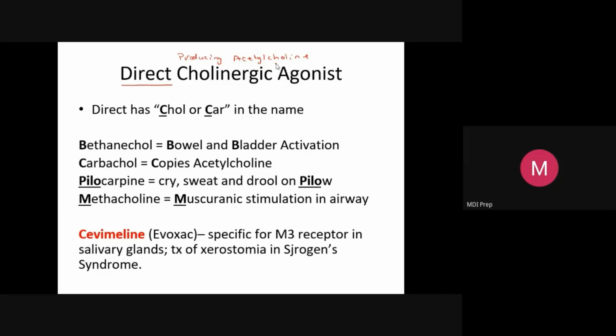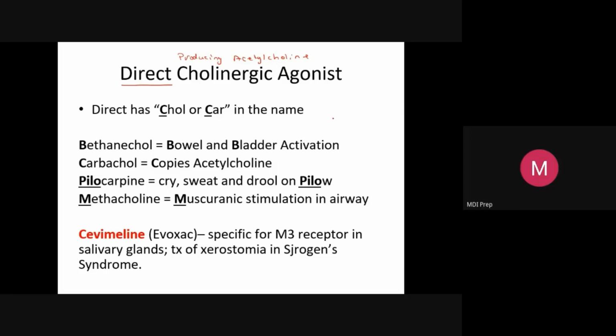So direct cholinergics, guess what? You just give me the acetylcholine. That's direct cholinergic. Indirect cholinergic is I'm going to increase the acetylcholine because I'm going to block the breakdown of the acetylcholine. Did everybody catch that? Do I need to repeat that? Yes, please. Okay.